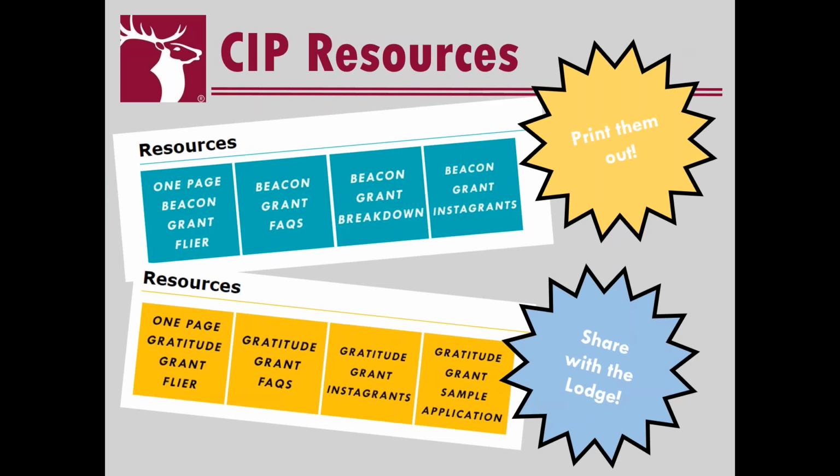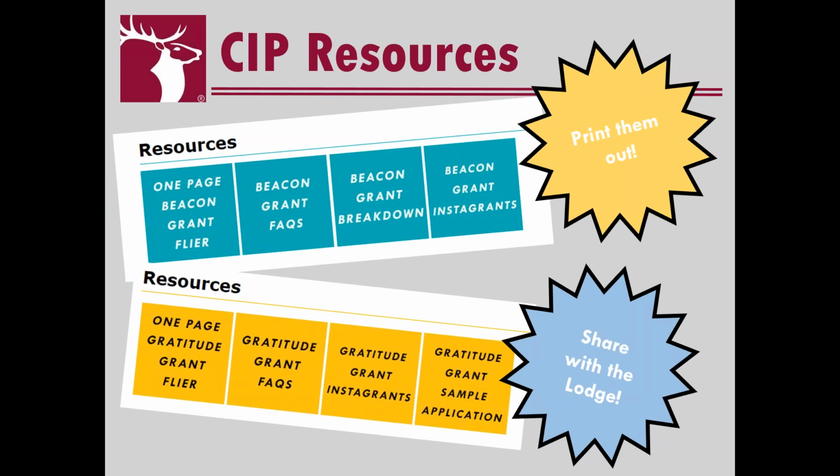Okay, so CIP Resources. We have these resources available on every grant page. Each grant page, if you go to elks.org/CIP and then click on one of those neat little boxes, it'll take you directly to one of our grant web pages. So the Beacon grants are color-coded to this nice bluish green color. The Gratitude grants are color-coded to this lovely yellow. And each page has them. So any page you go to will have these.